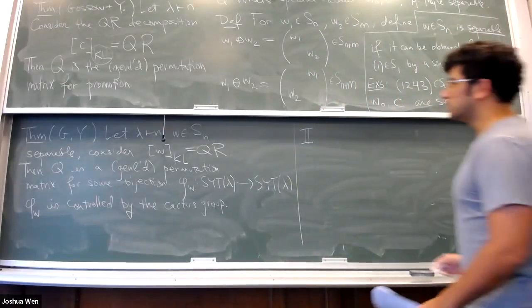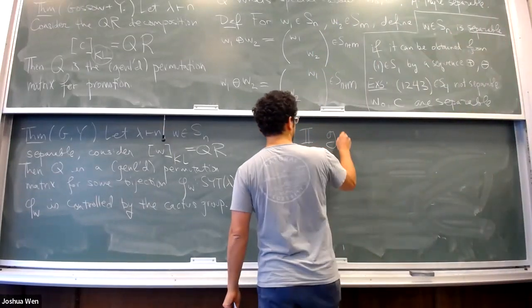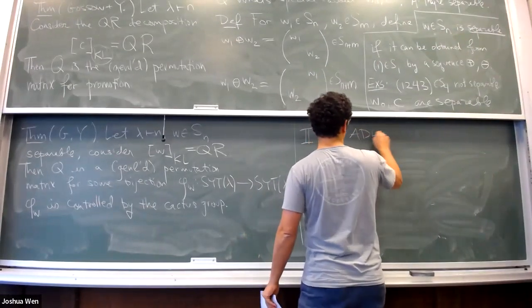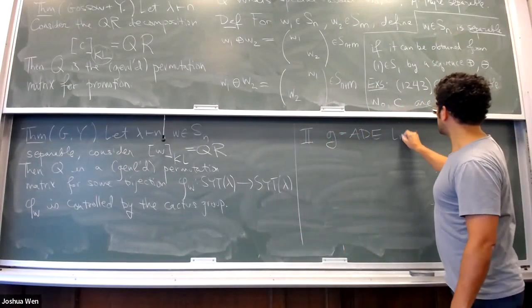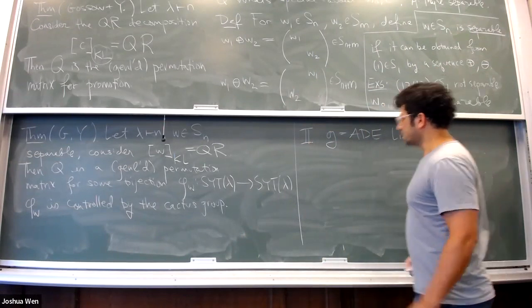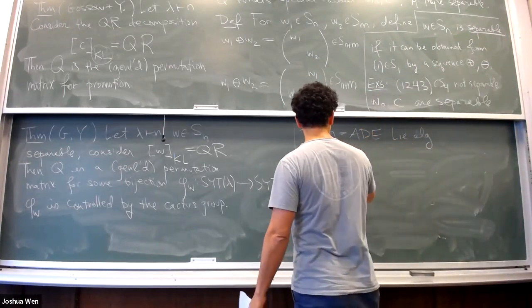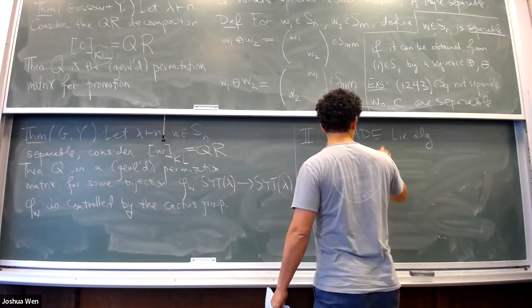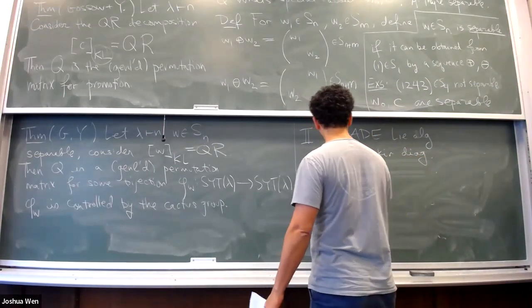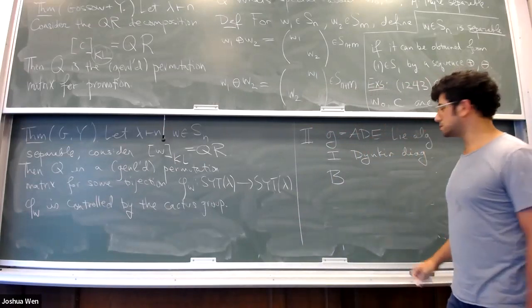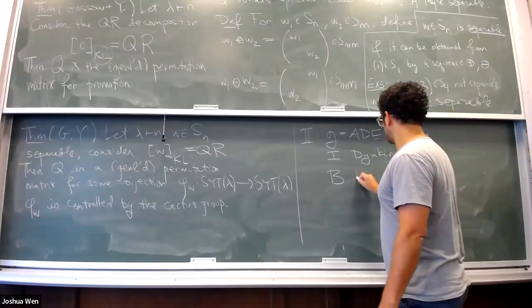All right, now I'm going to generalize this story, and tell you what's underlying these results. So now let's consider a simply laced Weyl algebra, and let's denote its Dynkin diagram by I. A major player here is going to be the braid group corresponding to this type.